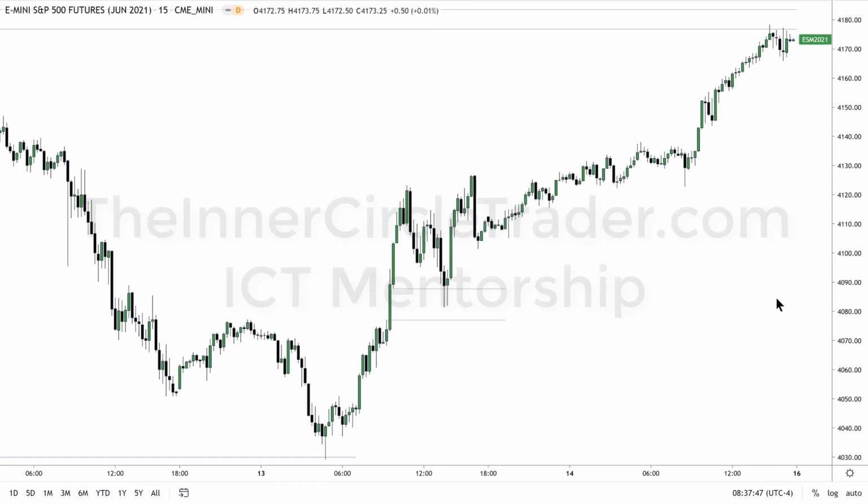Now, if we look at that 15-minute time frame, you can see the buy side imbalance, sell side inefficiency, and then consequent encroachment, midpoint of that gap. This is the premium high of the daily volume imbalance on the E-mini S&P June 2021 contract.